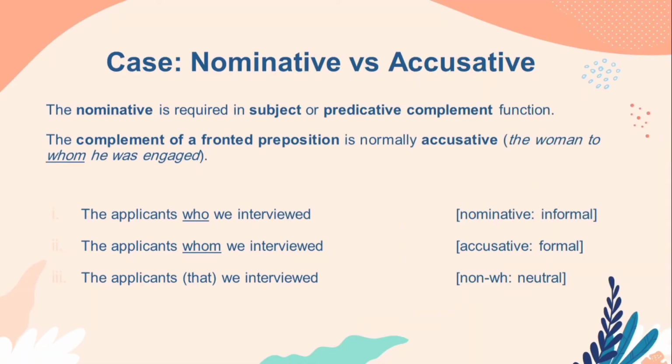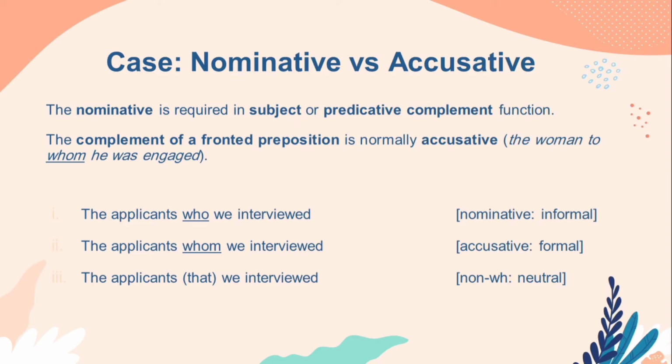The next is case, nominative versus accusative. Who is a variable like them. In addition to its nominative form who and its genitive form whose, it also has an accusative form whom. The difference between nominative and accusative is that the nominative is required in subject or predicative complement function, and the accusative is normally the complement of a fronted preposition.